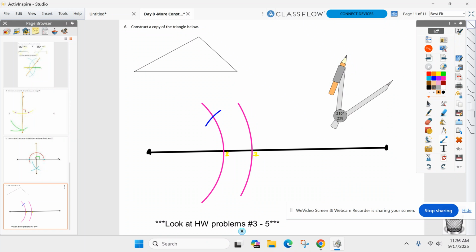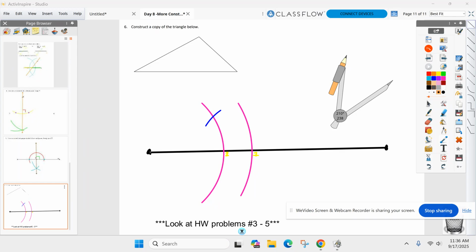Everyone with me here? We're good? All right. How many sides in a triangle again? 3, right? Hey, you already have one of the sides up here. Remember that was the first one we did? Right there to the first arc. You already have one side. So where do the other 2 come from?